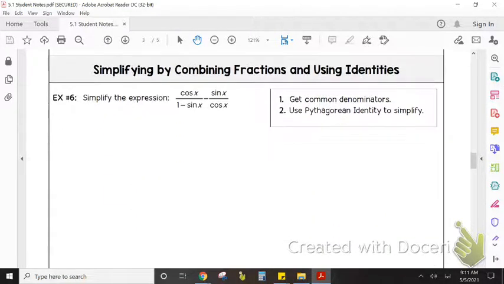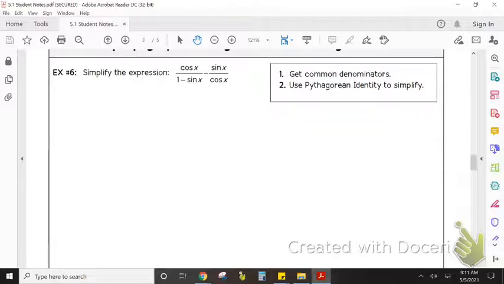All right, and then simplifying by combining fractions and using identities. So first, before we start this problem, let's think back. If I told you to take 2/3 and add 1/2 to it, how would you do that? Well, hopefully you're saying I'd have to have a common denominator. And so remember, one way to get a common denominator is to multiply each fraction by the other fraction's denominator.